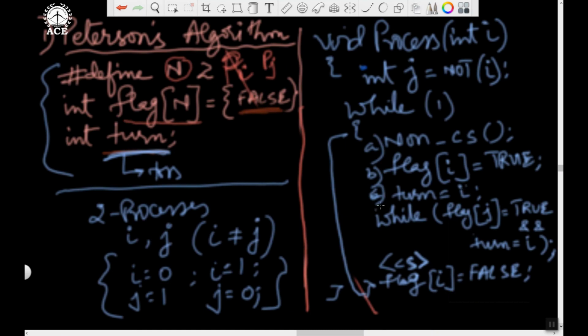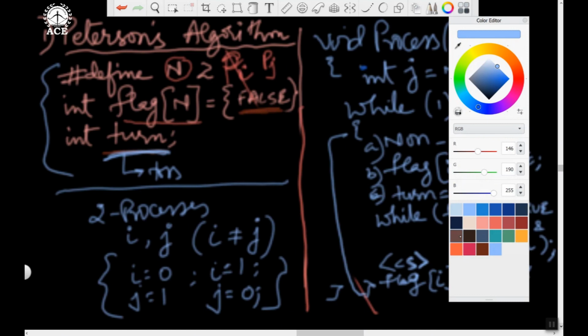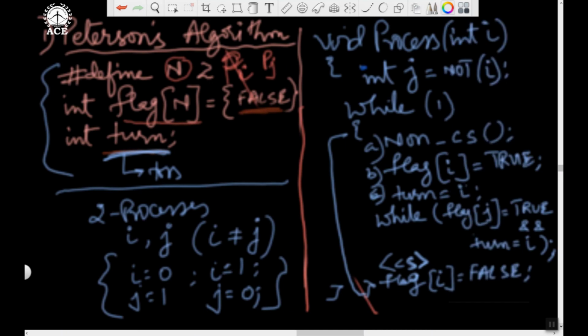Then after that, the process will check whether I am the first one to update turn or the last one to update turn. Am I the first one or am I the last one? So here we test. This is a very crucial loop. I am highlighting it for your understanding. Here the process will either proceed to the critical section, will win the critical section, or will wait.